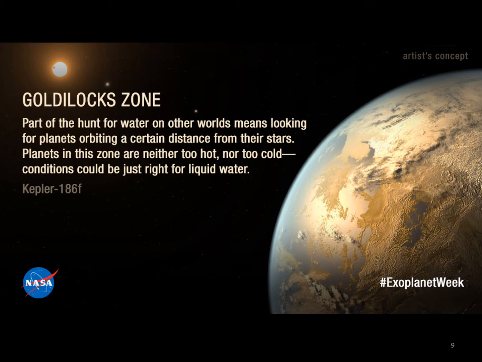wherever they can. So part of the hunt for water on other worlds means looking for planets orbiting a certain distance from their stars. So the planets are in this zone. They can't be too hot, they can't be too cold. They have to be just right for liquid water. Okay, so the water has to be a liquid. It can't be ice, it can't be steam. They look for liquid.